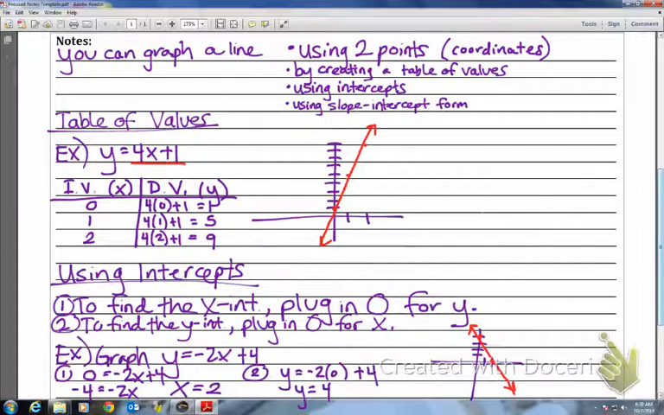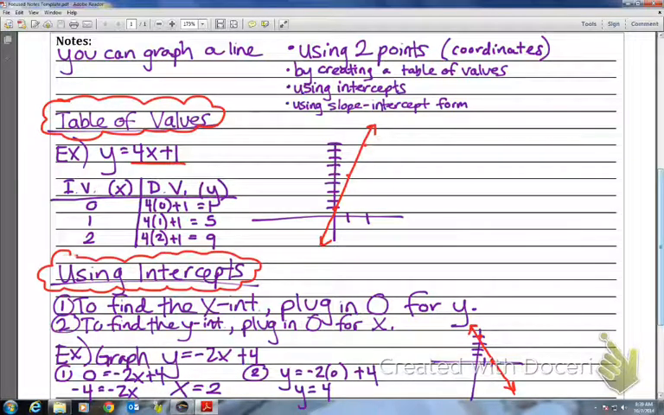So today we learned 2 ways of how to graph. We learned how to graph using a table of values, that's the first way, where you can just plug in random values for x and solve for y. Or we learned how to graph using the intercepts, where you can just find the x and y intercepts by plugging in 0 for y and then plugging in 0 for x, and then plotting them on the graph and just connecting those 2 points. So these are 2 ways of how to graph a line.